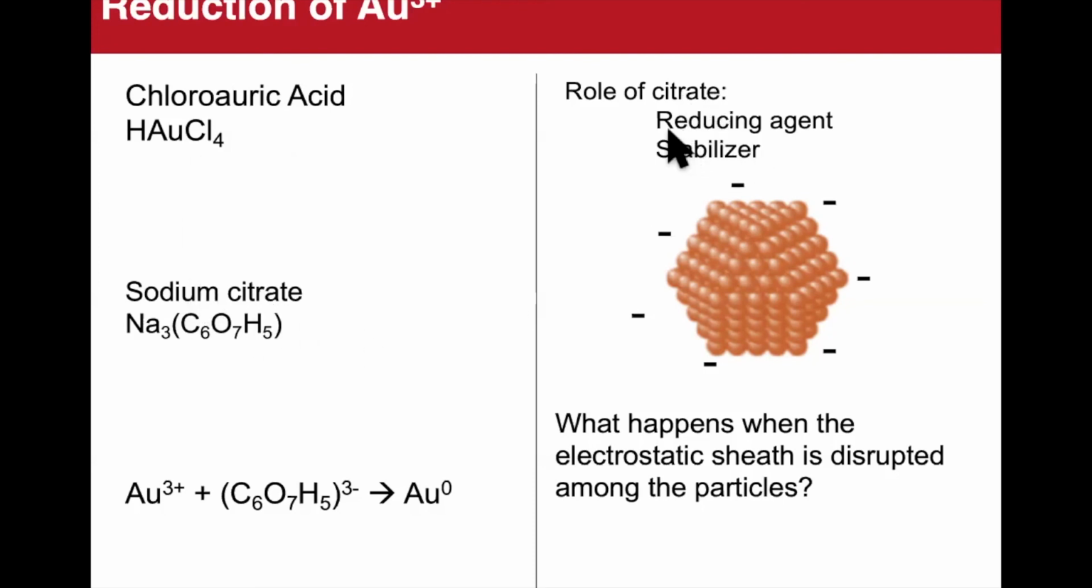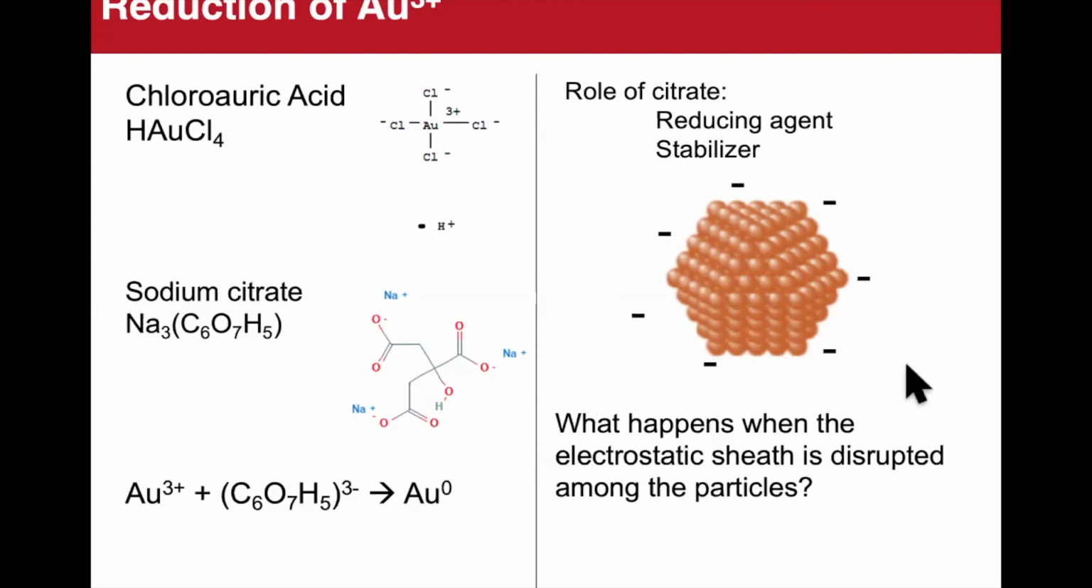Well, first we have chloroauric acid and sodium citrate in the solution. The role of the citrate is not only to be a reducing agent to form gold monomers, zero valent gold, but it also acts as a stabilizer. And you see here, gold starts off as a +3 species, and with the citrate, it forms metallic gold. And so here we can see that on the surface of the gold particle that is negatively charged.